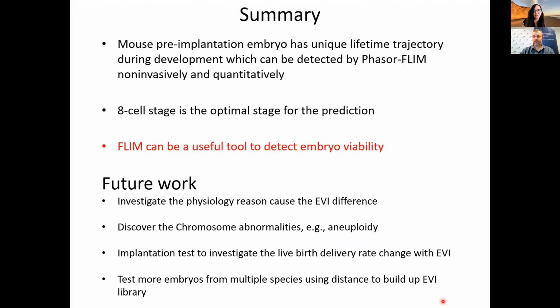So in summary, the mouse pre-implantation embryo has a unique lifetime. We see that the 8-cell stage embryo is optimal for looking at the signature of FLIM. In our future work, we'd like to investigate the physiological reason for the difference. In other words, for each one of these stages, what biochemically are we really seeing in terms of the NADH, and look for any chromosome abnormalities such as aneuploidy. So can we identify embryos that have a mismatched number of chromosomes?